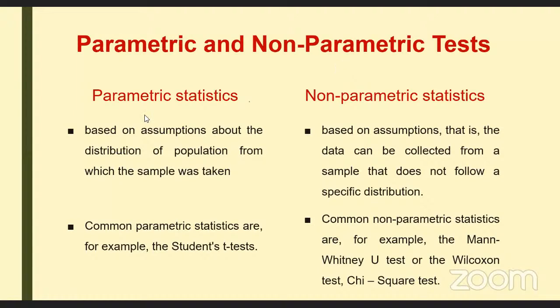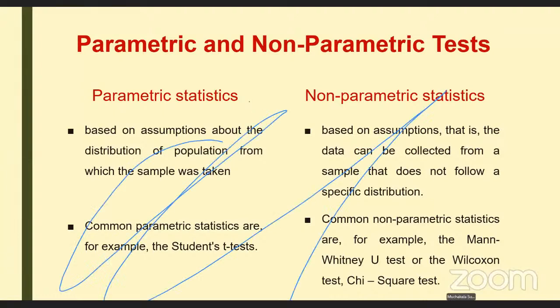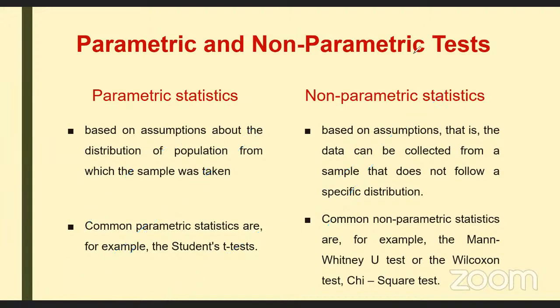Parametric tests are based on assumptions about a distribution. Like, all of you know the Gaussian distribution that we apply, the normal distribution or normal curve. Mean plus or minus. Parametric and non-parametric tests are based on assumptions about the distribution of the population from which the sample was taken.